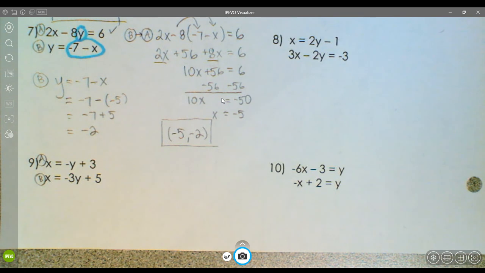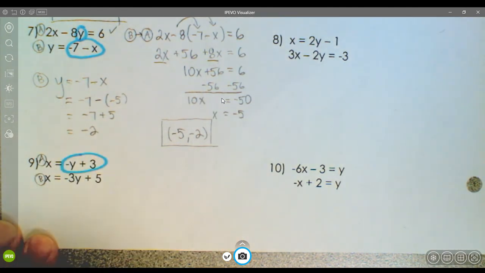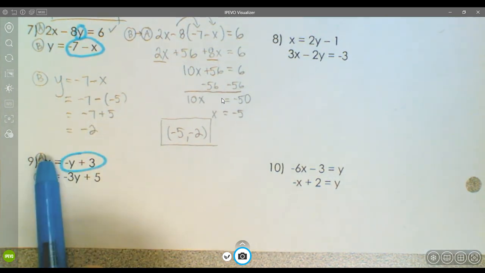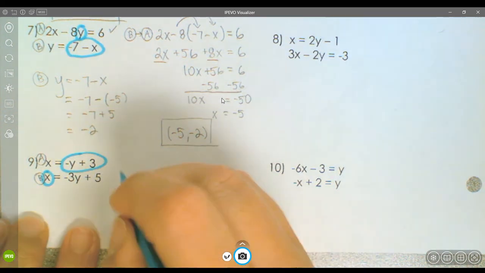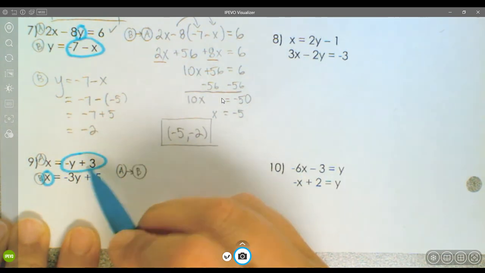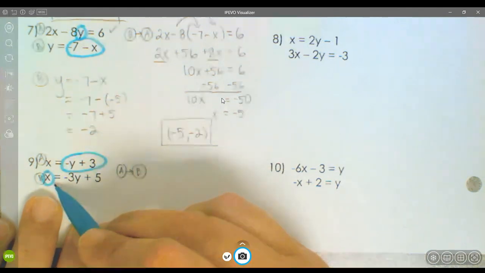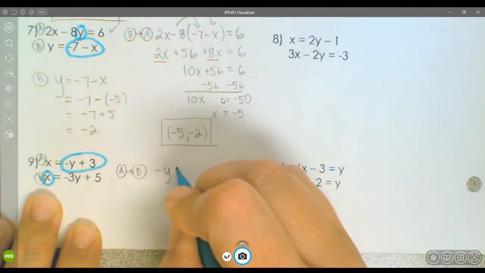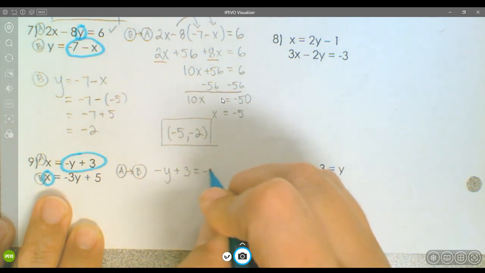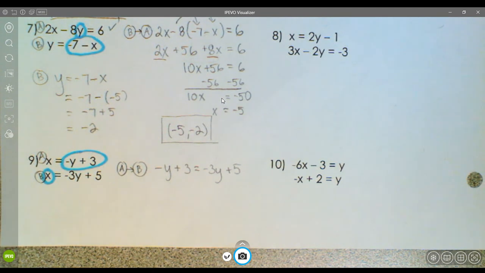It's exciting stuff. So I see here that x is isolated in the top equation. So I will substitute it into the bottom equation. Could I have substituted this into here? Sure. Same thing. So A gets substituted into B. So instead of x equals, I'm going to get -y plus 3 equals -3y plus 5. And now look what happens.